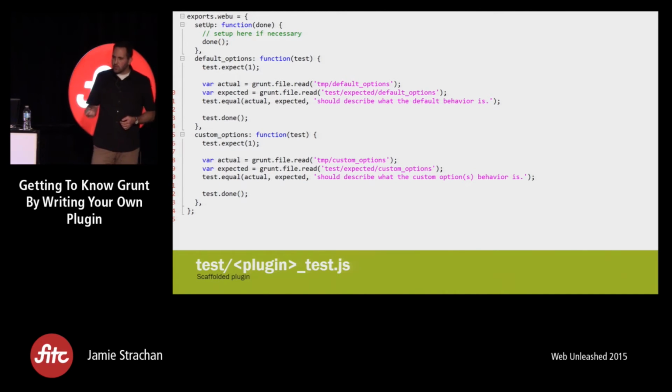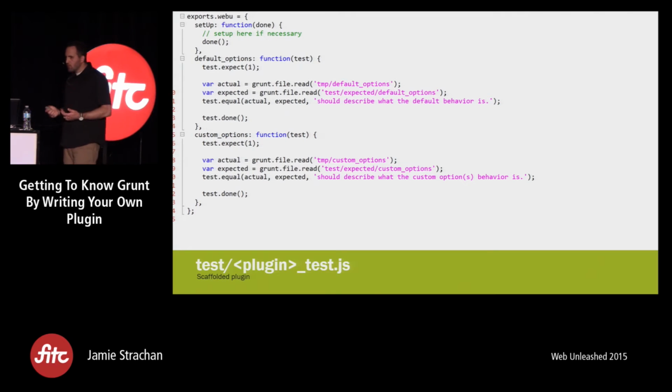So default options is a way to test whether or not the default options target works. Custom options is testing custom options. So you tell the test how many results you're going to expect. In both these cases, you're expecting one. And then we're going to read a file from that temp folder, right? Remember, that was our output. And we're going to compare it against something from test expected. So this, again, came scaffolded, and the test is simply, do these files line up? The file that my plugin produced, does it match up to the file that I expected? If so, carry on, the test is done.